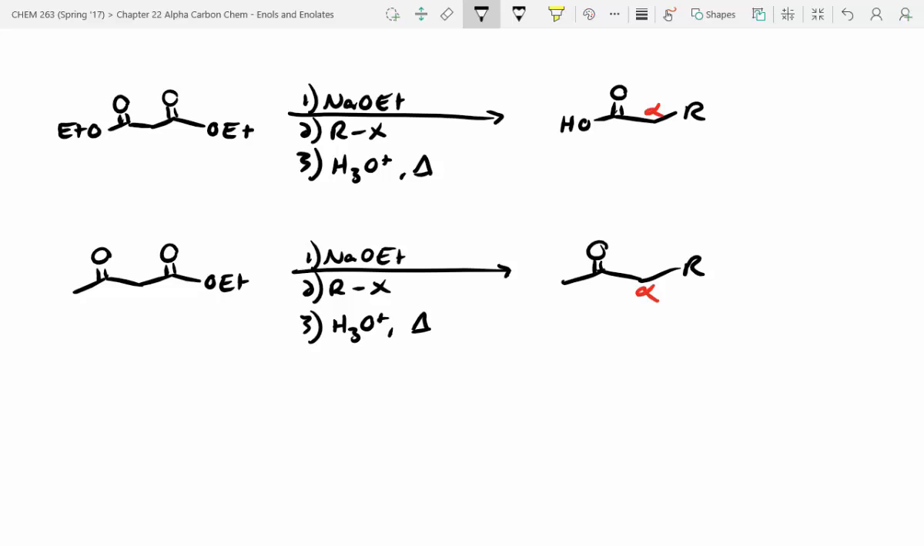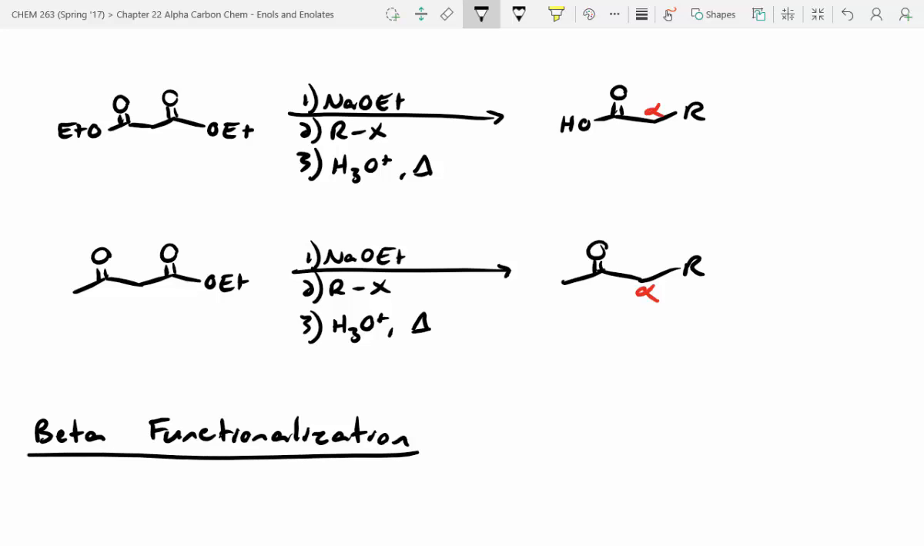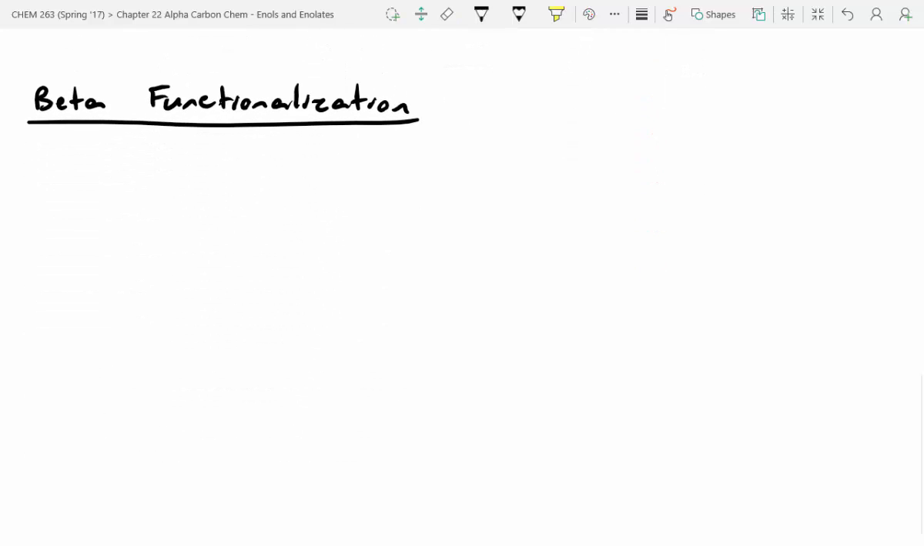Make sense? This was pretty much all of the alpha functionalized reactions that we saw, but we did see a lot of beta functionalization. Okay, for beta functionalization, the first one we saw was with conjugated carbonyls.